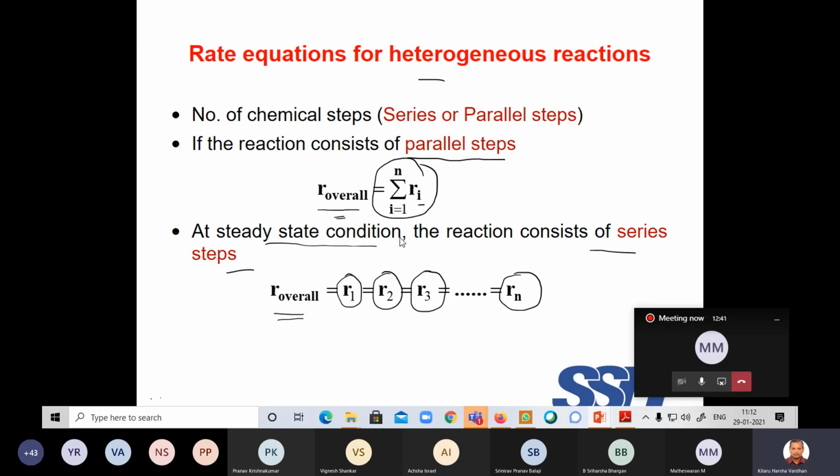You know what steady state condition is, right? There are no changes with respect to time. So what we assume is that the rate at 1 is equal to the rate at 2, which is equal to the rate at n. This is what is more important in heterogeneous reactions. What the steps are, different steps in series, we will discuss more with time.